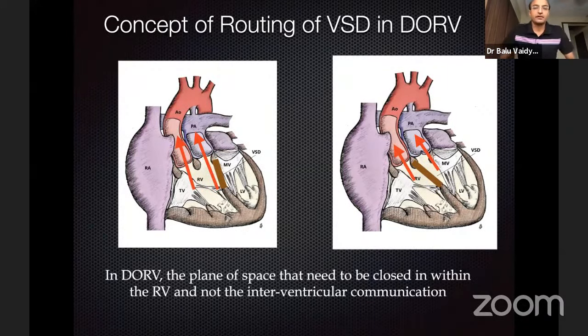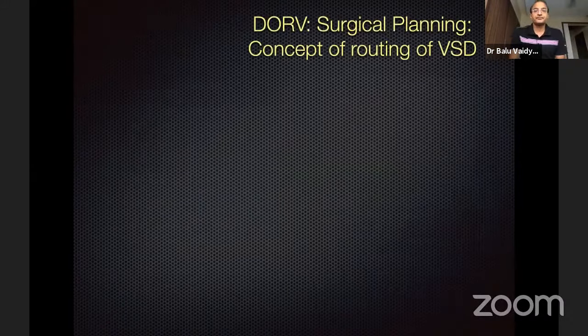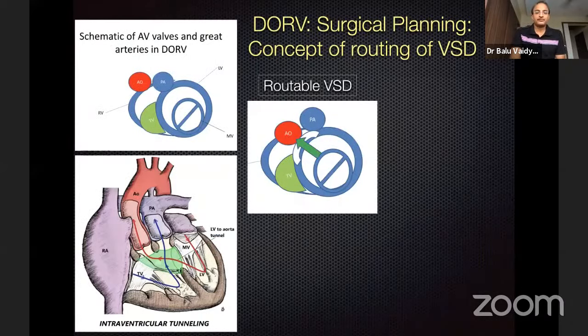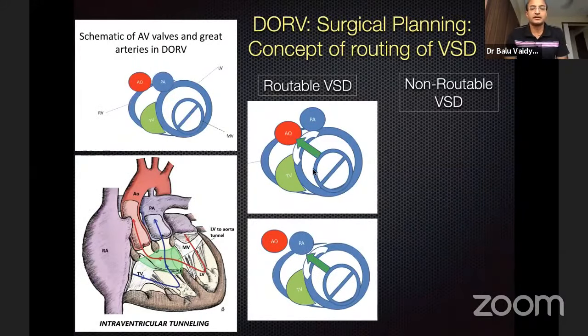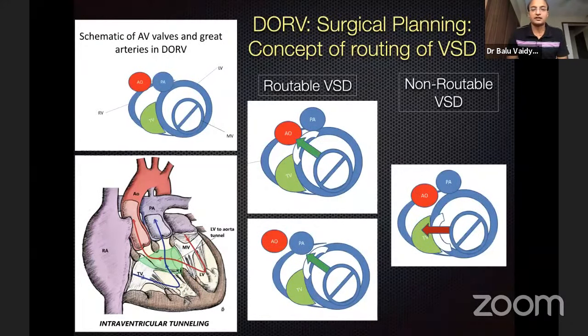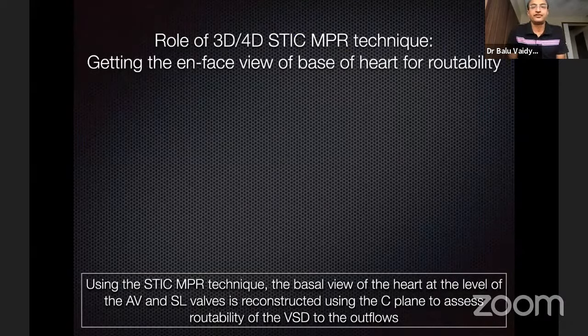So the most important thing to remember is that the space that needs to be closed as a VSD is not the interventricular communication, but rather a space inside the right ventricle. So this is the whole concept of routing the VSD in DORV. And this is a very important concept to understand when we talk about management of DORV. So there are two types of VSDs: the routable VSDs, which are typically the subaortic and the subpulmonary VSDs, and the non-routable VSDs, which are the inlet VSDs and the muscular VSDs.